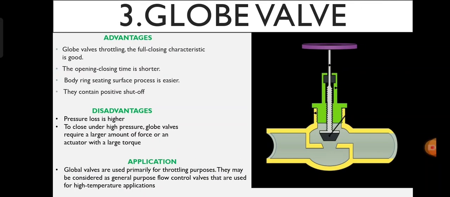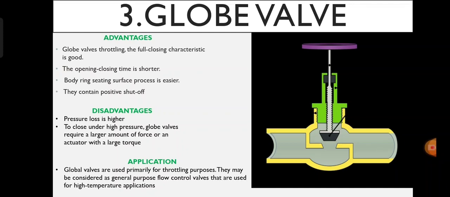So the third one is globe valve. The advantages of globe valve are: the throttling and shut-off characteristics are good. So for throttling purposes, globe valve is the best. The opening and closing time is shorter. Body ring seating surface processing is easier, and they contain positive shutoff.